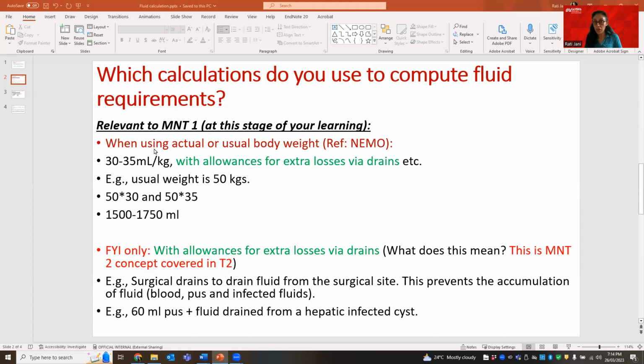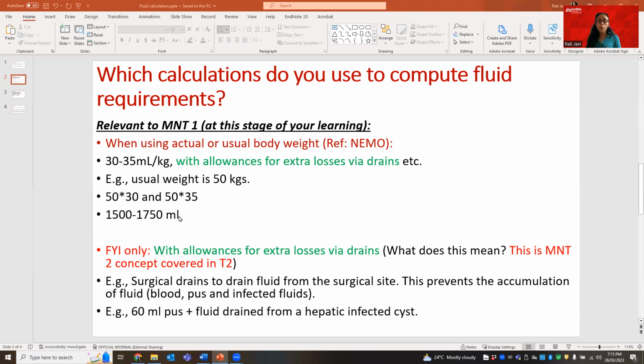Okay. So, what is their weight currently? So when I'm using that, then I use the NEMO resource which says 30 to 35 ml per kg. So let's assume a patient is say 50 kgs, and then you simply just multiply 15 to 30 and 15 to 35. So the patient should be having 1,500 to 1,700 ml, all right, per day.